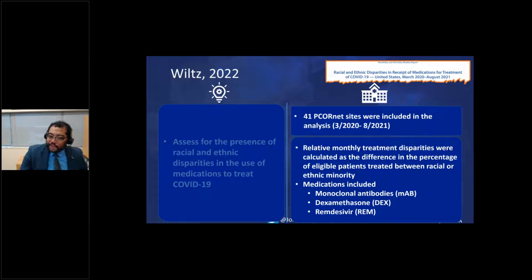of 21. And they wanted to explore whether there were treatment disparities as calculated by the differences in percent of eligible patients, and they defined eligible patients as having a positive COVID test. And they wanted to look at the difference between the percentage of eligible patients that were treated and look at that based on racial and ethnic minority. They looked at three major drugs, monoclonal antibodies, dexamethasone, and remdesivir.